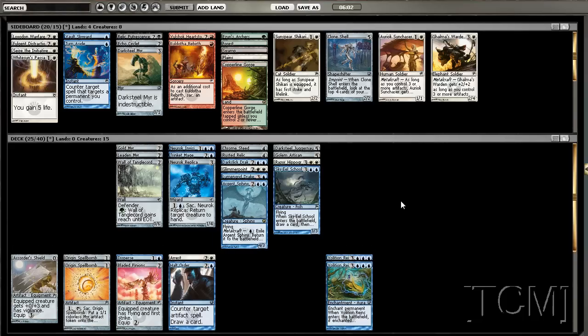Okay. Forgot about him. Good thing I saw him. That would be pretty embarrassing. So we definitely need to cut a card now. 15 creatures. I don't want to cut an artifact, so I can't look at that.